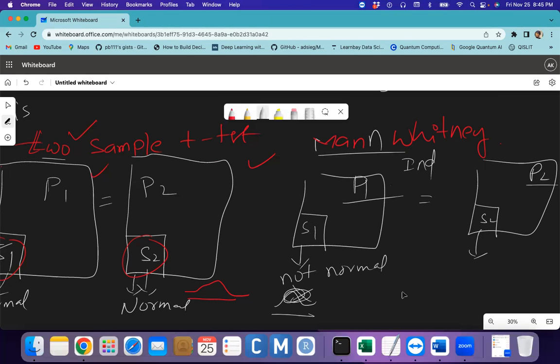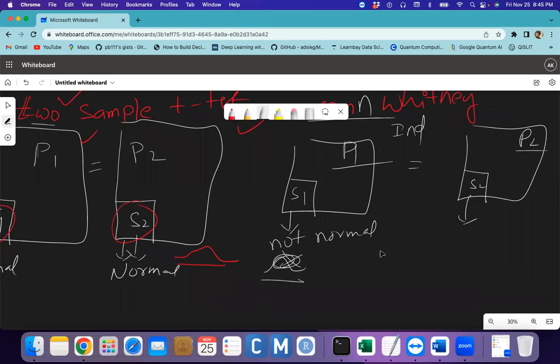So if and only if the two samples are not normally distributed, then you go for this Mann-Whitney test. We have another name for the Mann-Whitney test. What is the name? Wilcoxon rank sum test. Rank sum test.